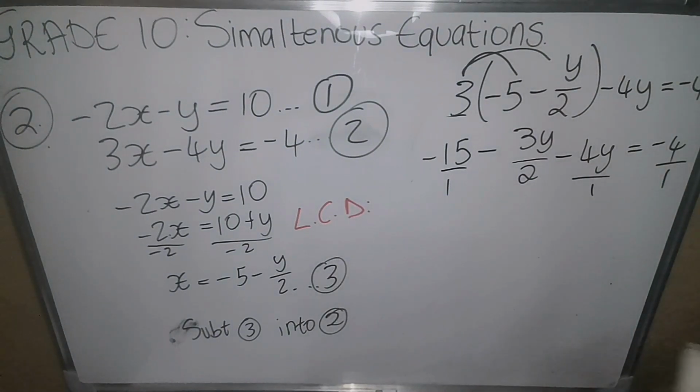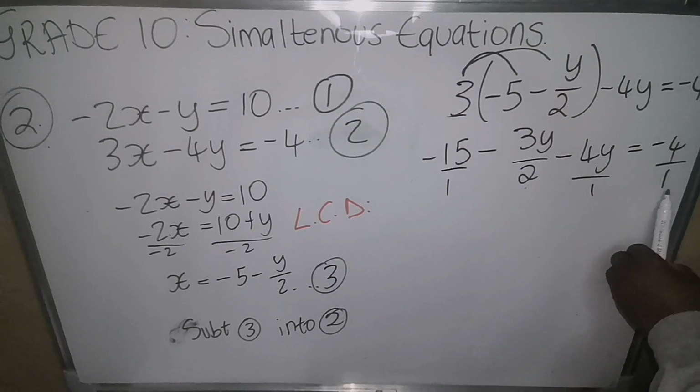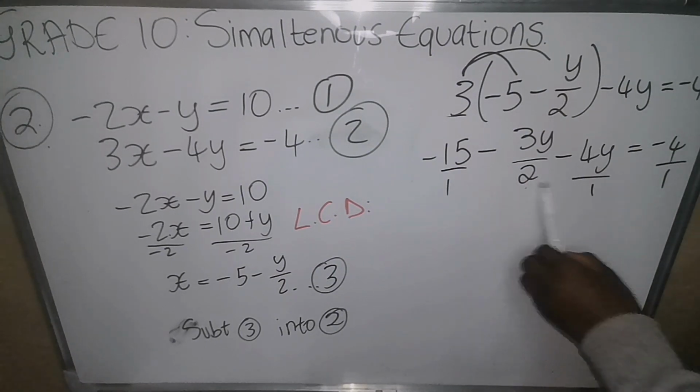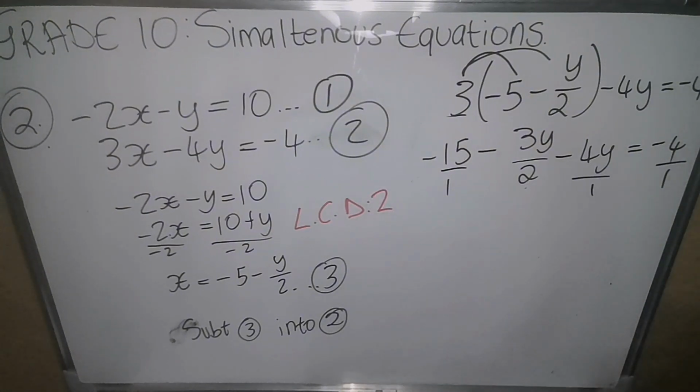LCD. How do you find LCD? You multiply your denominators: 1 times 2 times 1 times 1. 1 times 2 is 2, 2 times 1 is 2, 2 times 1 is 2. Once again, our LCD is 2. You're going to multiply each and every term by this 2.